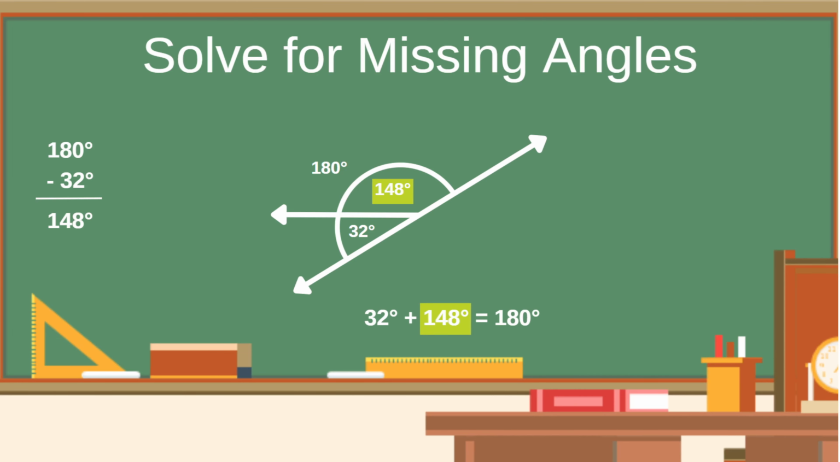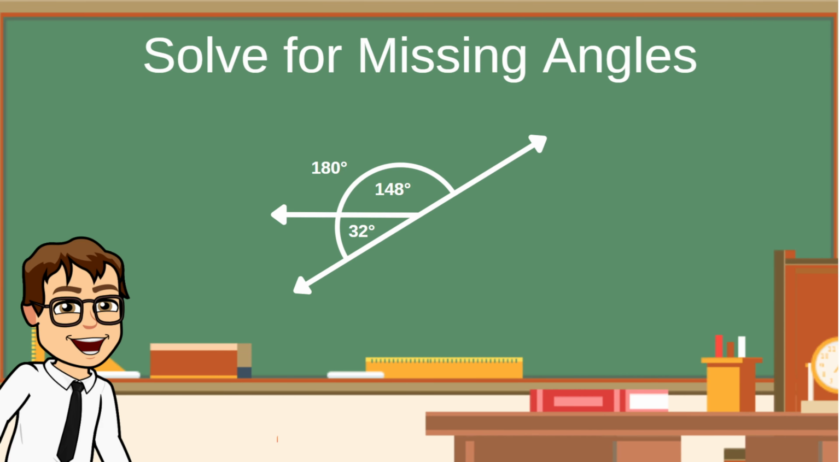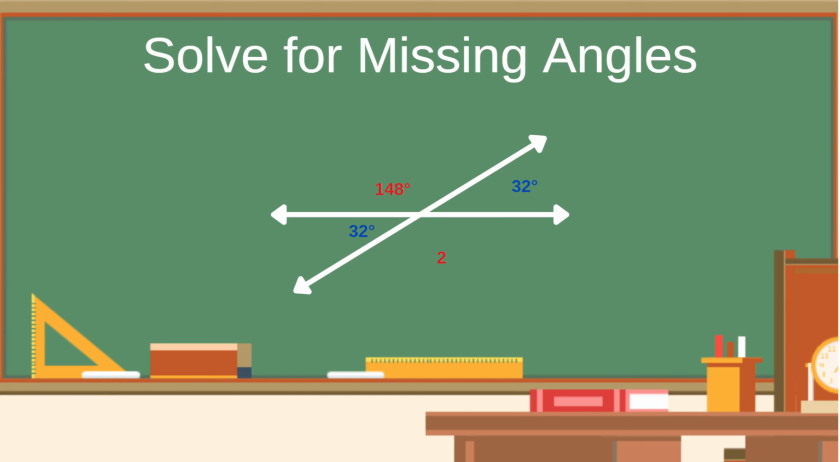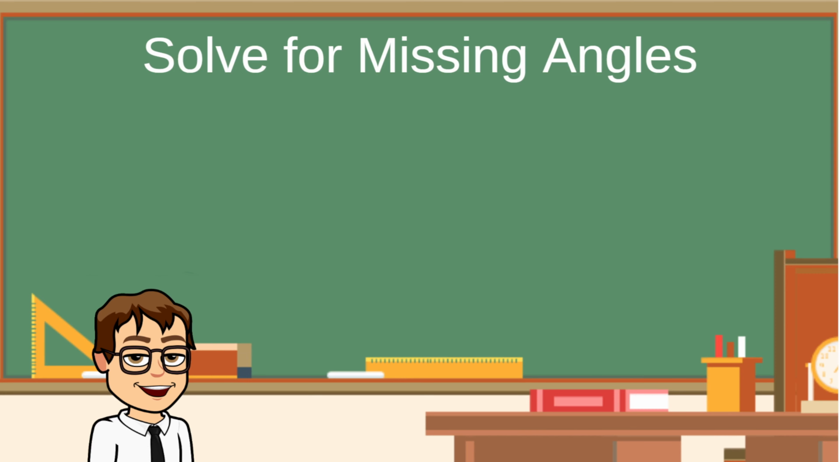That checks out. I'm sure you've noticed that this example we've been working on is still part of the same intersecting line problem from before. What a coincidence! Well, remember that angle 2 and angle 4, which measures 148 degrees, are vertical angles. And vertical angle measures are equal to each other. That means that the measure of angle 2 is also 148 degrees. Let's apply these strategies to another example.